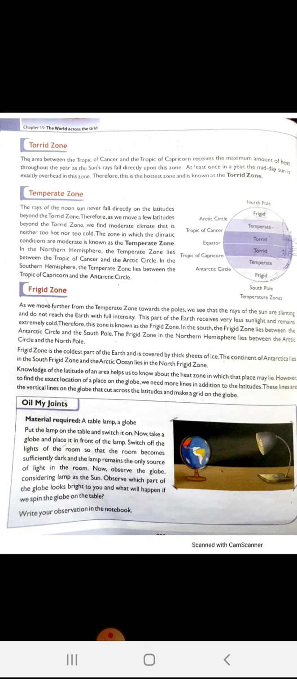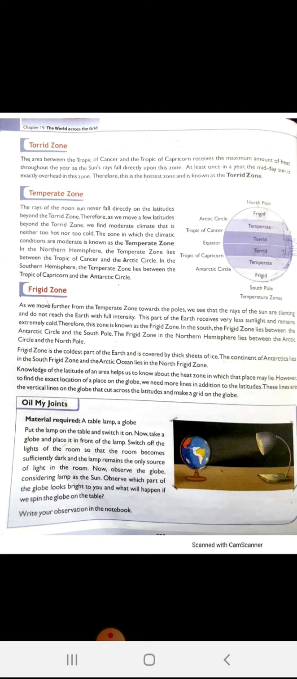As we move further from the temperate zone, when we go from the temperate zone toward the North Pole or South Pole, we see the rays of the sun are slanting and do not reach the earth with full intensity. As we go toward the North Pole or South Pole, the rays keep getting more slanting, so we are getting the light, but its heat power becomes slow. It means the lowest temperature will be in the frigid zone.